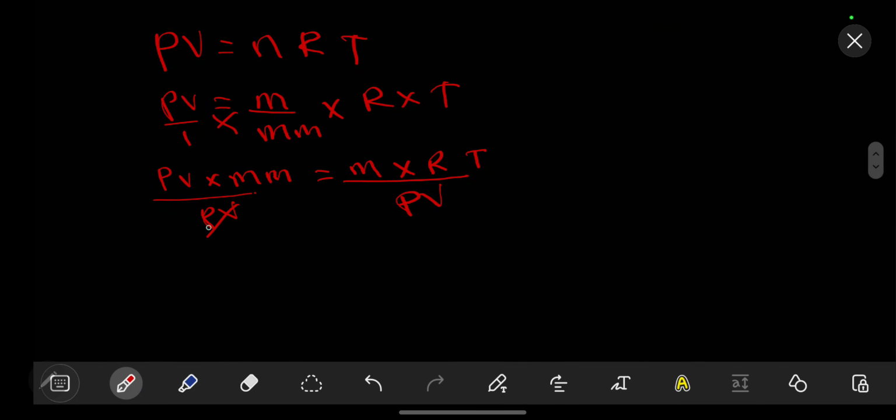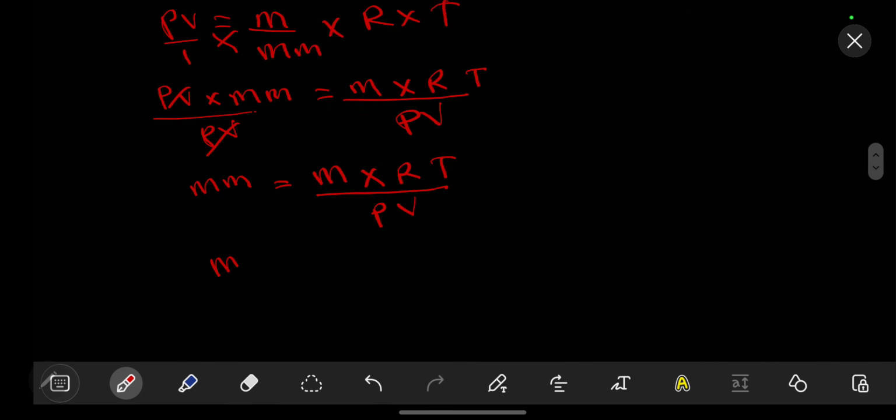So we are going to find that our molar mass will be equal to the mass times the RT over the PV. So this means that our molar mass should be equal to, what is our mass? Our mass is provided to be 0.311 grams, from the question, then times, for R it's 0.08206, then we have times the temperature.